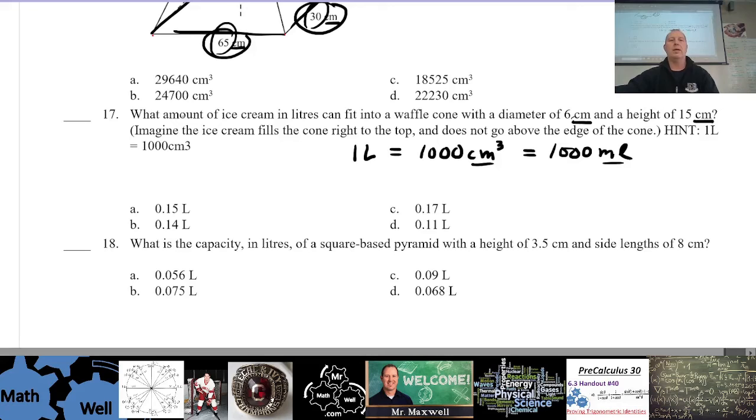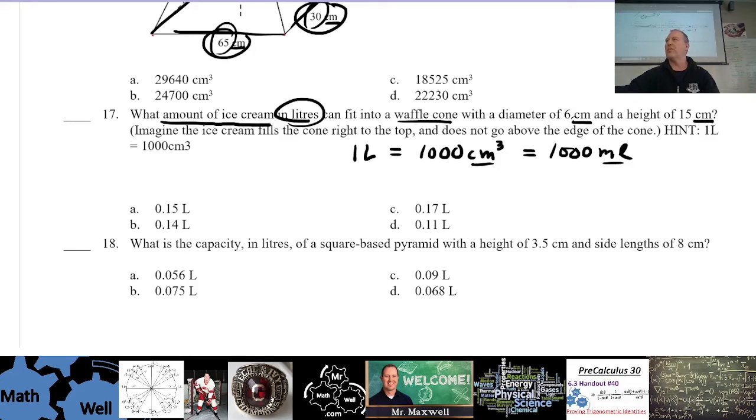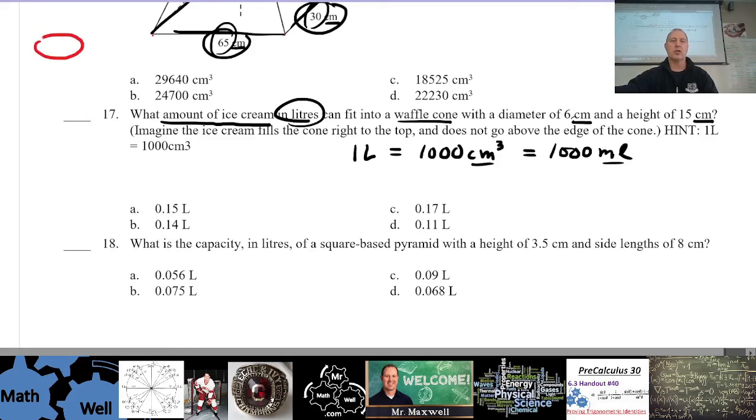So, what amount of ice cream in liters can fit into a waffle cone? You remember what a waffle cone kind of looks like? It's a cone, so it's kind of got a circular top, and then it comes down to a point. It's kind of making me hungry for ice cream actually right now. But this is a waffle cone.